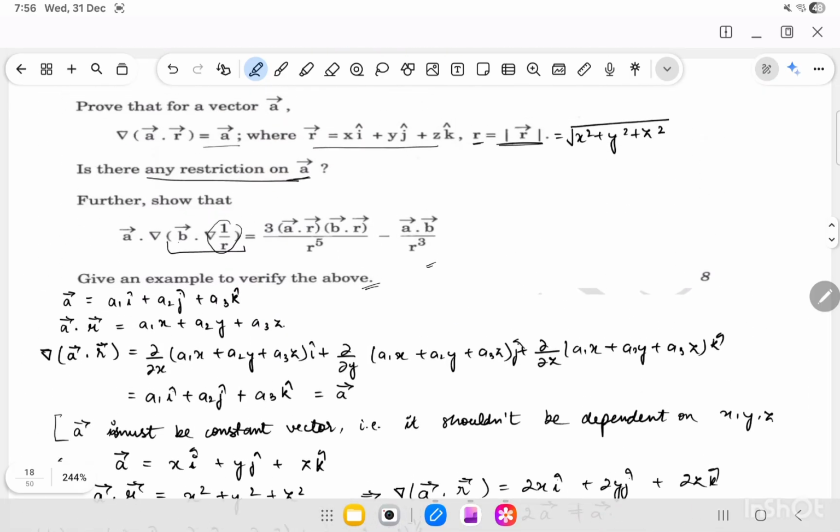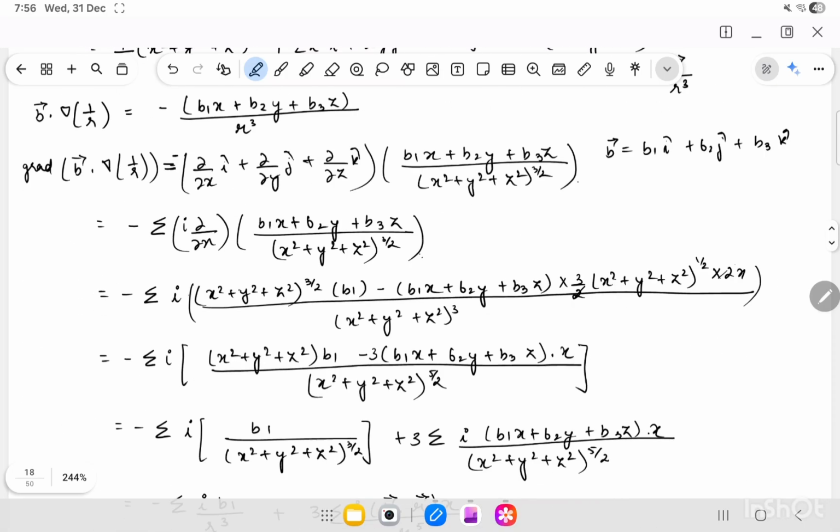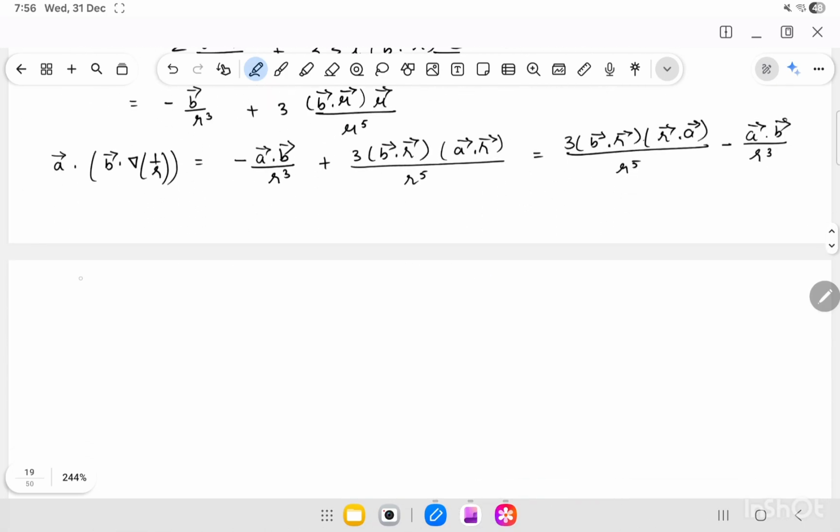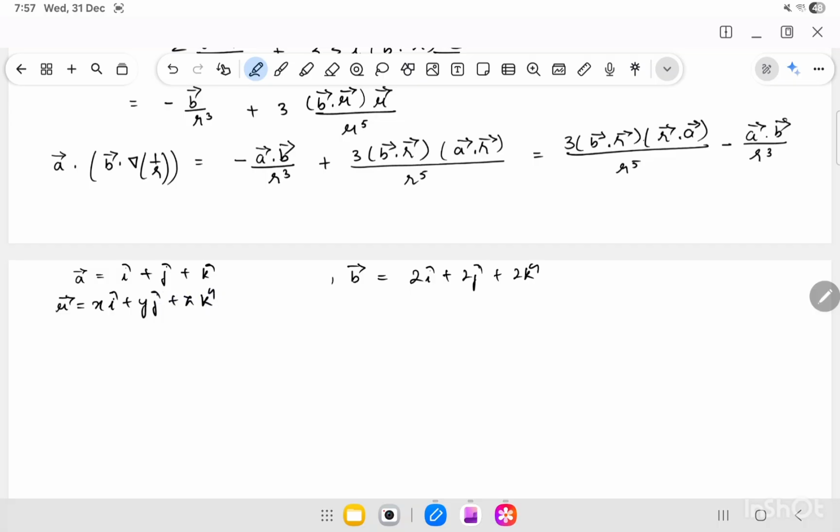Now it further asks us to give an example to verify the above. So you can choose any arbitrary a and b vector. You can choose a vector as, let's say, i cap plus j cap plus k cap. Likewise you can choose b vector as, let's say, 2i cap plus 2j cap plus 2k cap. You can choose any other as well, it's totally up to you. And our r vector is basically x i cap plus y j cap plus z k cap.